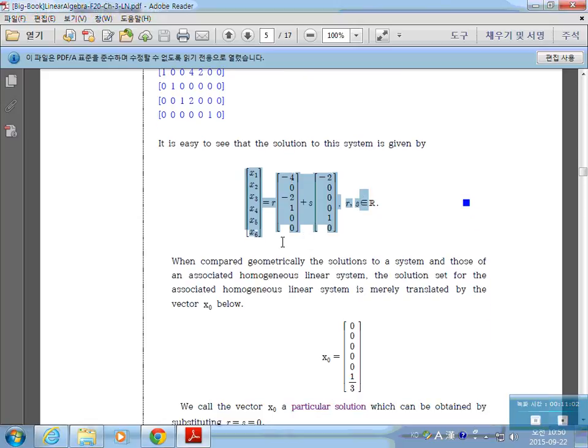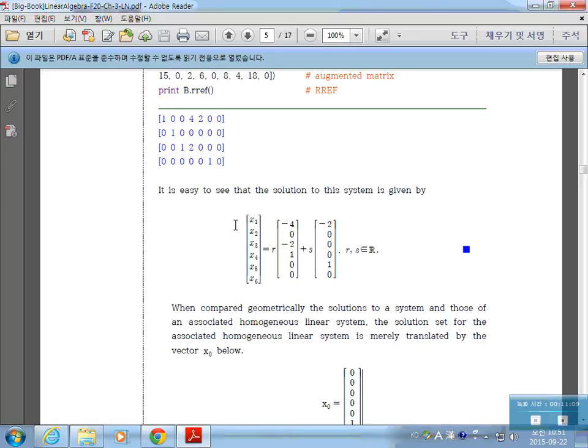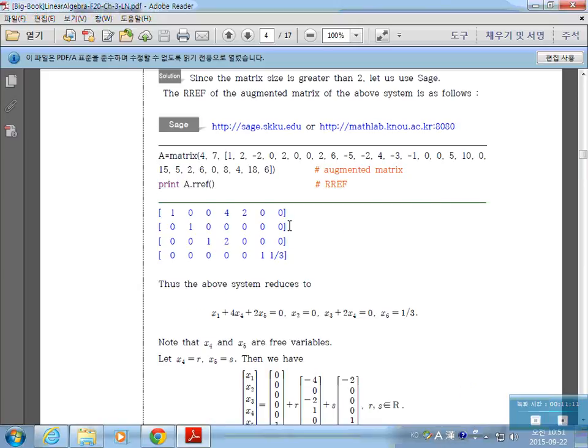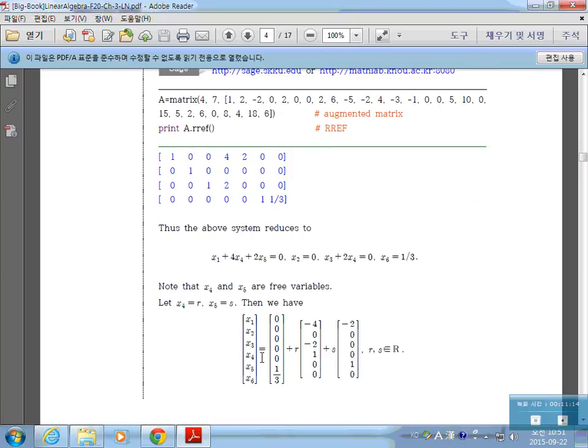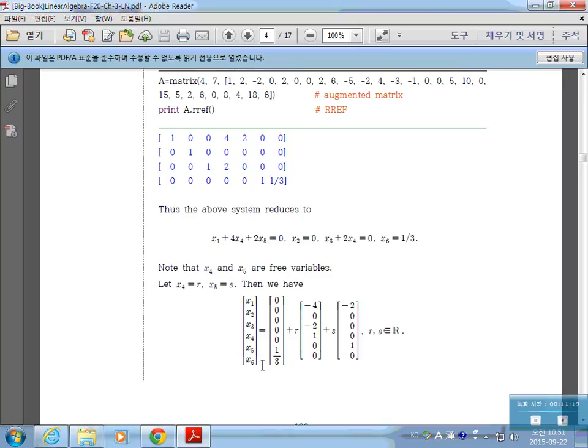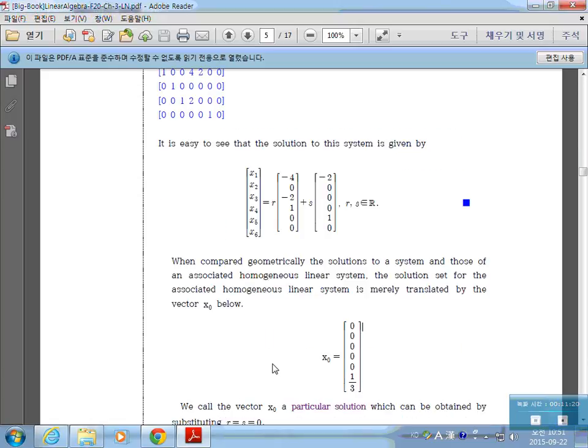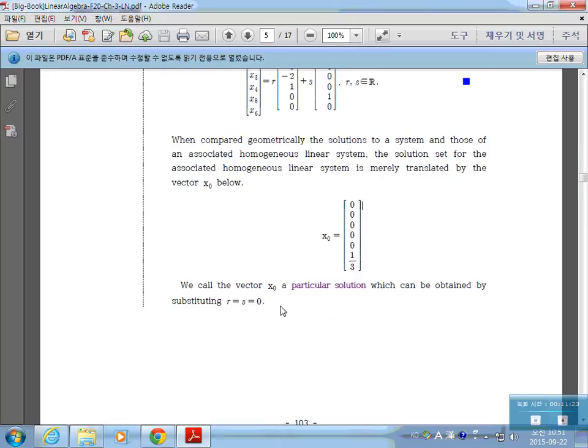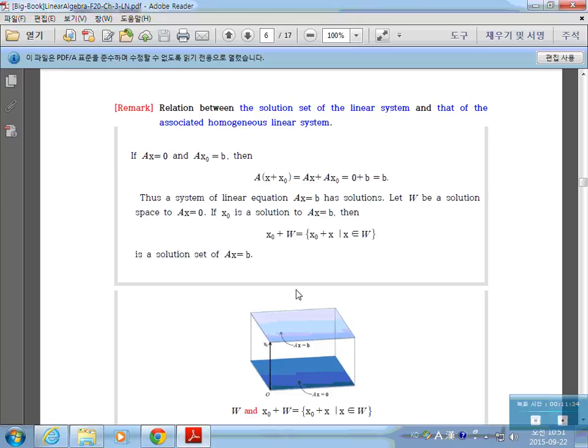And the only difference is just adding this solution to this to make the whole set of solutions for the non-homogeneous system of equations. What this shows is a very important concept. Here, we call the vector x naught a particular solution, which can be obtained by substituting r equals s equals 0.